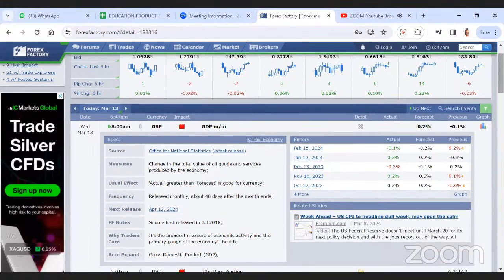So GDP measures the change in the total value of all goods and services produced by the economy, and actual greater than forecast is good for the currency.